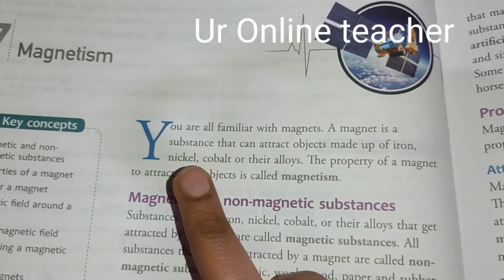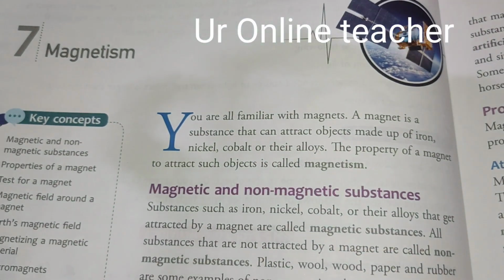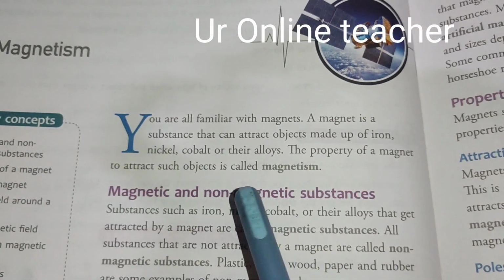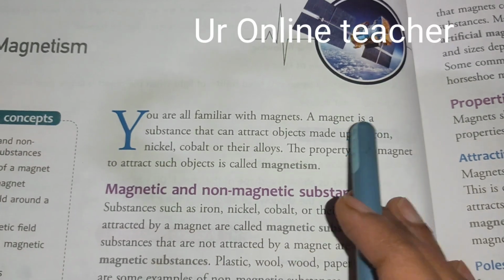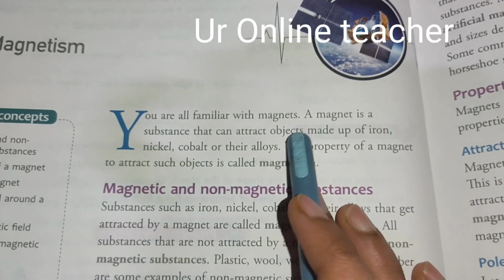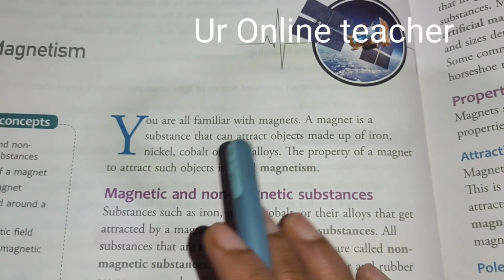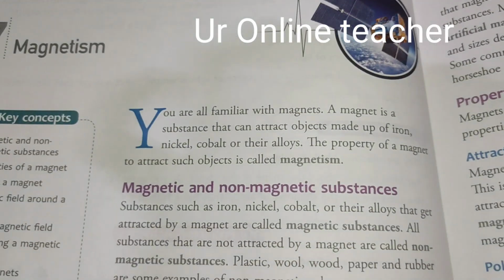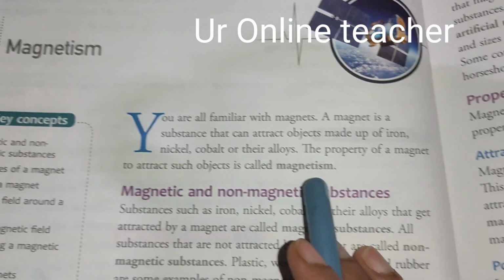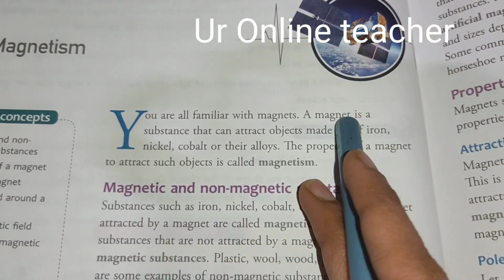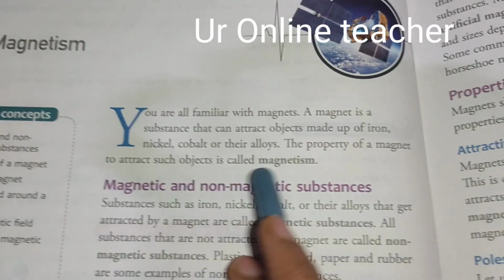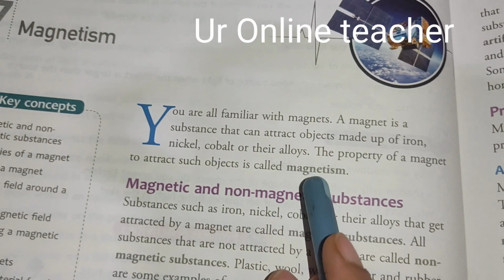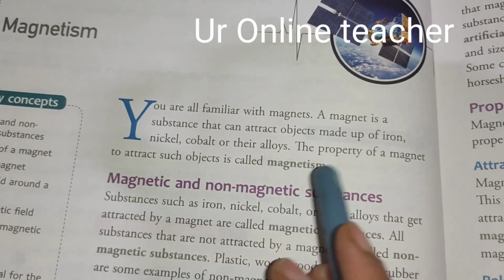What is a magnet? A magnet is a substance that can attract objects made of iron, nickel, cobalt or their alloys. So what is magnetism? This property of a magnet to attract such objects is called magnetism. If they ask what is a magnet, you should write this, and if they ask about magnetism, we should write this.